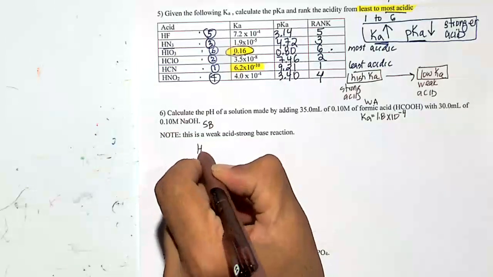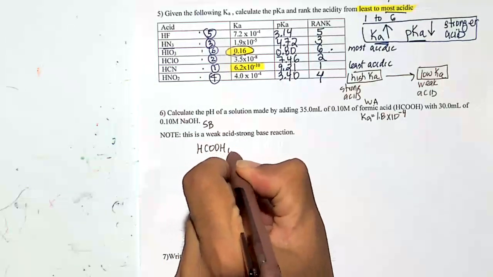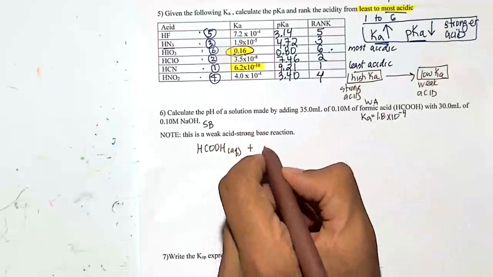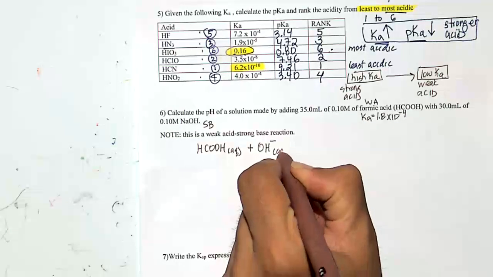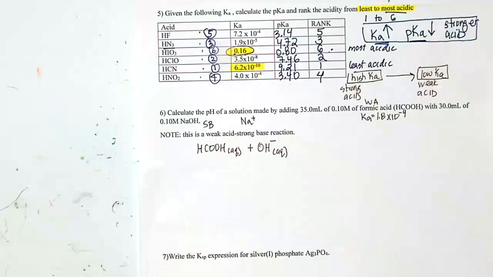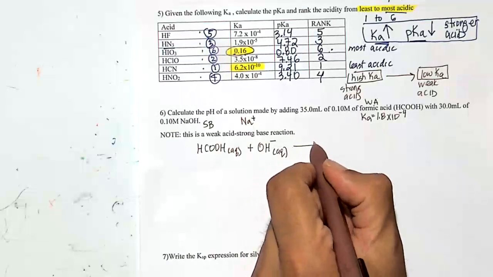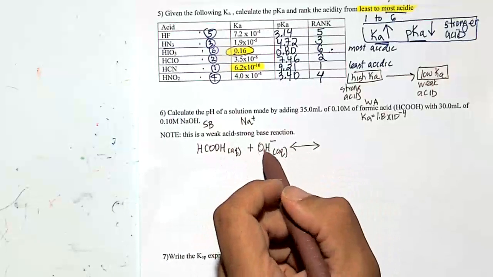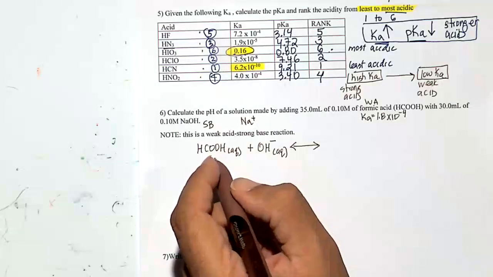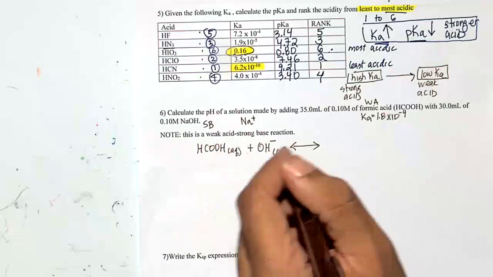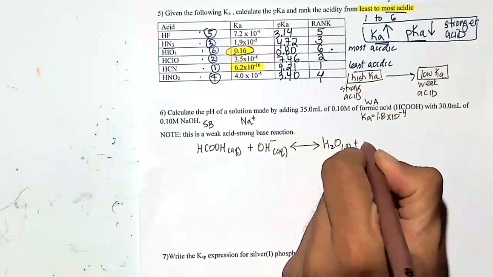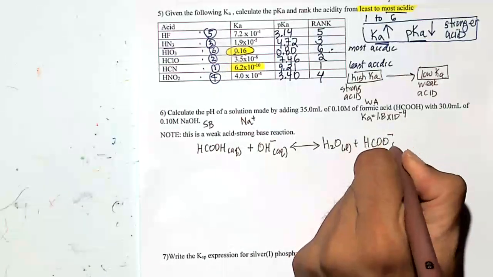All right, so this is what happens when this weak acid reacts with this strong base. It's not reacting with water, it's reacting with the strong base. The sodium ion is not doing anything, it's not reacting. So the base is going to grab that proton from this weak acid very, very strongly because it's a strong base, and this will give you H2O liquid plus formate ion.